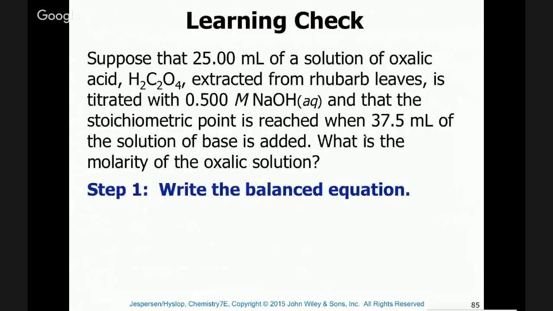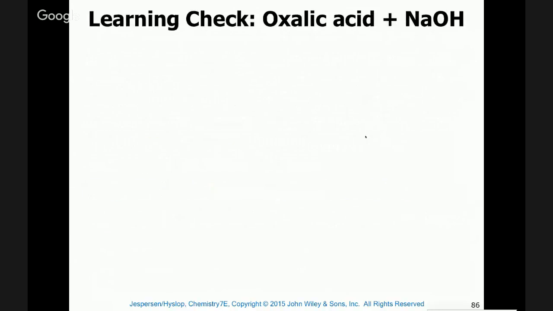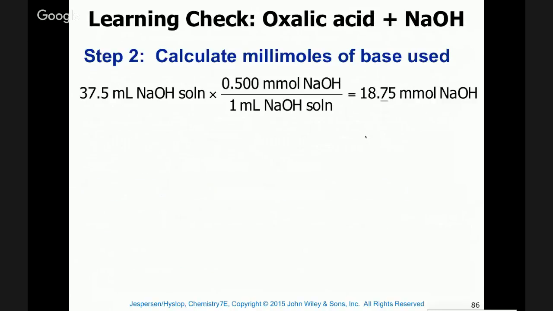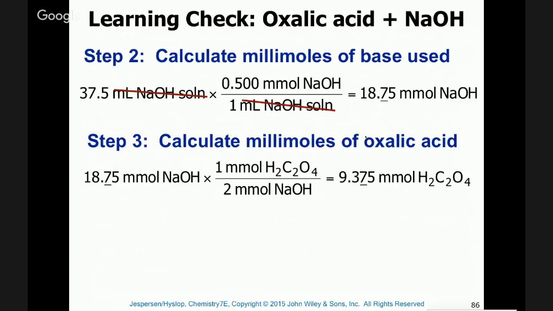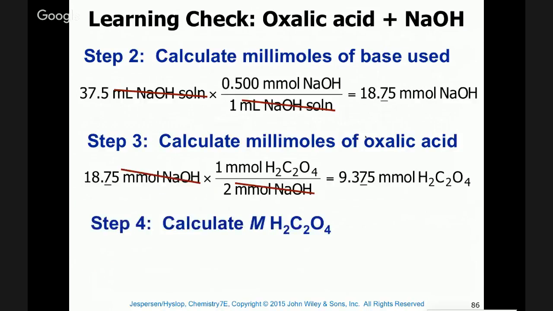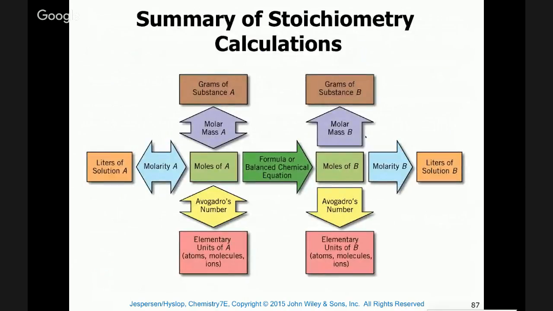Okay, so here's our example. We need to write the balanced equation. There's our balanced equation. Calculate the millimoles of base used. Calculate the millimoles of oxalic acid. Calculate the molarity. Here's our summary of all our stoichiometric calculations. So you can see them all expanded on where we were before, which was just in this area. We've now added molarity to get to liters of solution.